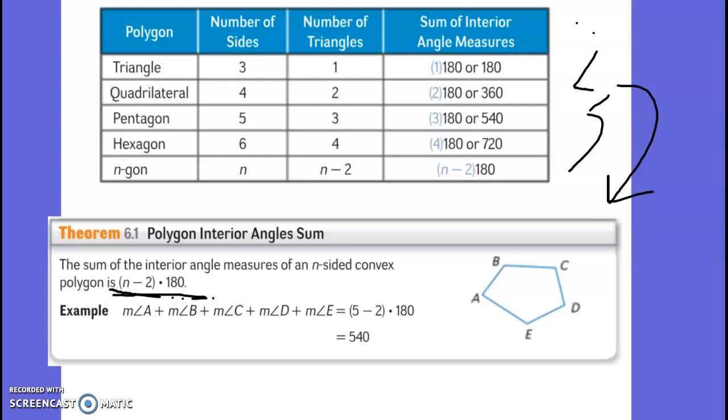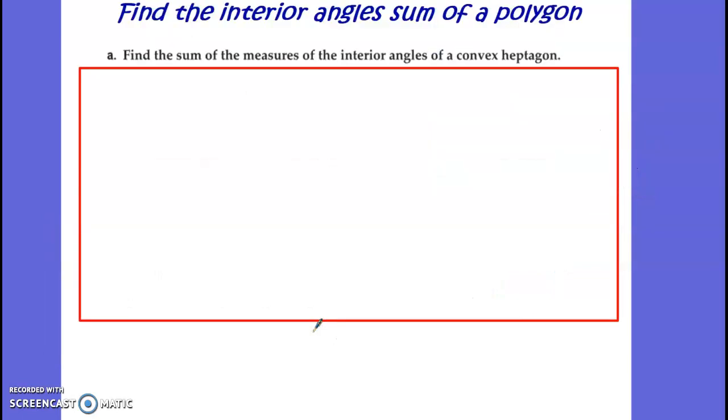Looking at our example, you have pentagon A, B, C, D, and E. And when all of those angles are added up, it gave us an interior angle sum of 540 degrees. So our first example is we want to find the sum of the measures of the interior angles of a convex heptagon.